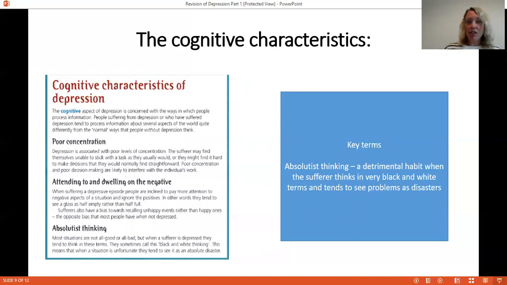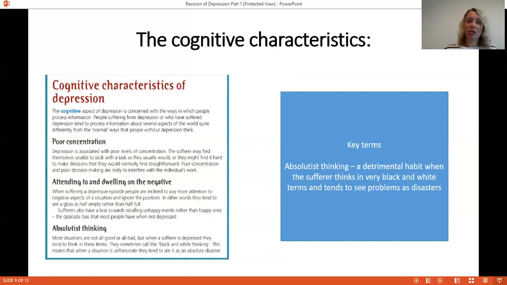So if you have a look at the description there, it says, people are more inclined to pay more attention to the negative aspects of a situation and ignore the positives. In other words, they tend to see a glass as half empty rather than half full. And that goes when they're thinking about the past, so they might be more able to recall bad past events rather than good ones. They will focus on the bad things.